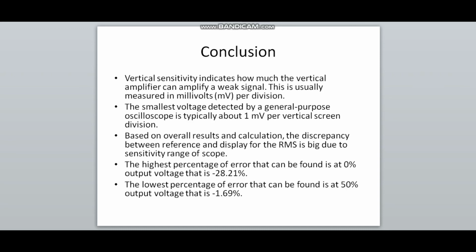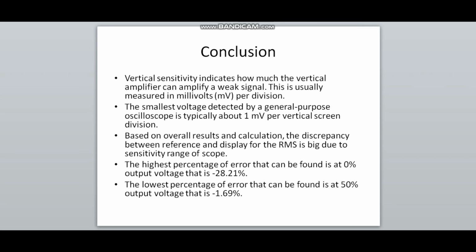So, the vertical sensitivity indicates how much the vertical amplifier can amplify a weak signal. This is usually measured in millivolts per division. The smallest voltage detected by a general purpose oscilloscope is typically about 1 millivolt per vertical screen division.